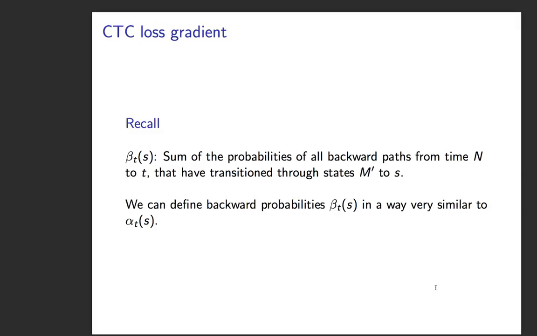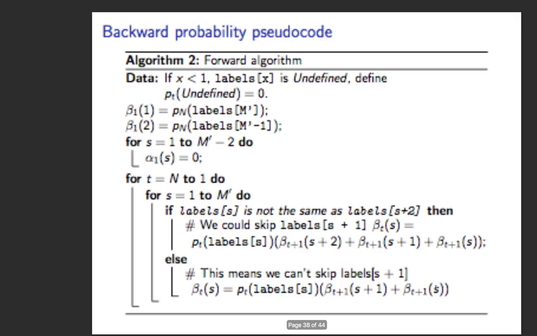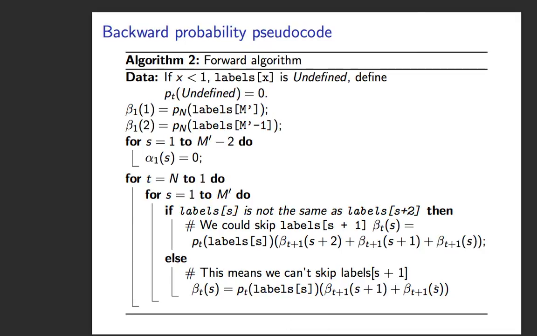We're starting at time capital N, and we're going backwards up to time t. Similarly, we're going backwards through the states with the same rules: you can skip through blanks unless the same symbol is on either side, and so on. So it's a very similar computation. It's just everything is backwards. And so basically, this is the pseudocode for beta. You can look through this. It's almost exactly the same as the one for alpha.